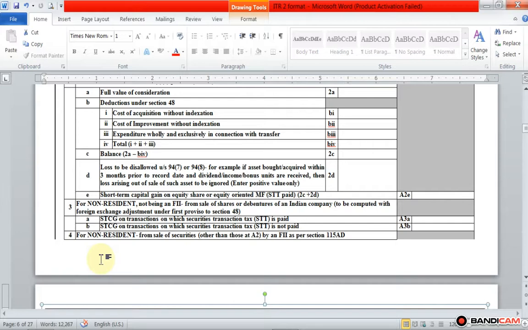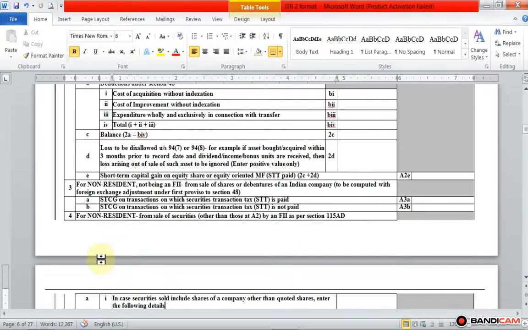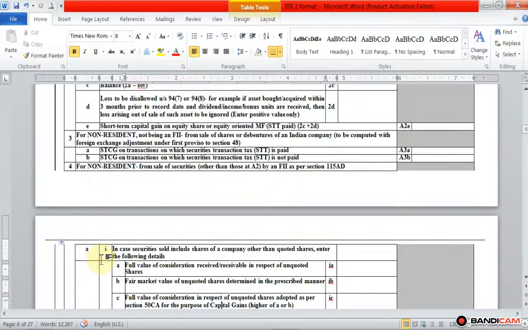Okay, first of all we found A1E. Now we find A2E. So A1E is relating to the immovable property sold by the assessee to another person. Okay, A2E is relating to the equity shares transferred or equity shares sold. So here sale of equity shares to another person. So all relating to the equity shares. Okay, that is A2E. Then for non-resident, so here rules are given.